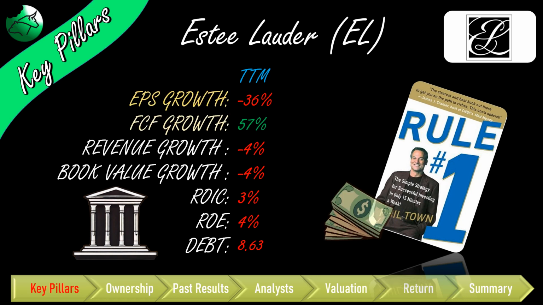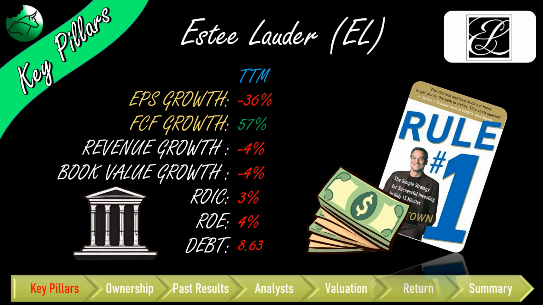Now let's look at the free cash flow, which is the money a business can generate from its operations. And this is up by 57%. Then we come to the next pillar, which is revenue, and this tells us how good the company is at generating income before deducting expenses. And this is down by 4%. Book value is calculated by subtracting the total liabilities from the total assets, and this indicates the equity growth for the company. And this is down by 4%.